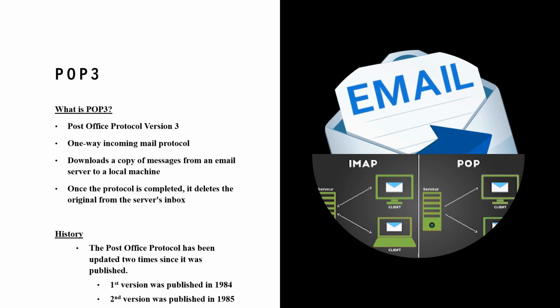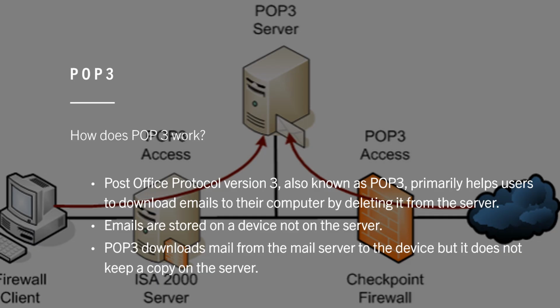And the history with POP3 is the Post Office Protocol has been updated two times since it was published. The first version was published in 1984, and the second version was published in 1985. How does POP3 work? Post Office Protocol version 3, also known as POP3, primarily helps users to download emails to their computer by deleting them from the server. Emails are stored on a device, not on the server.